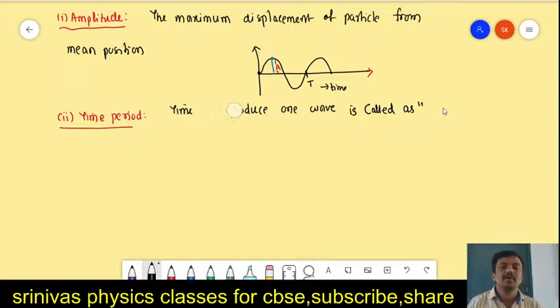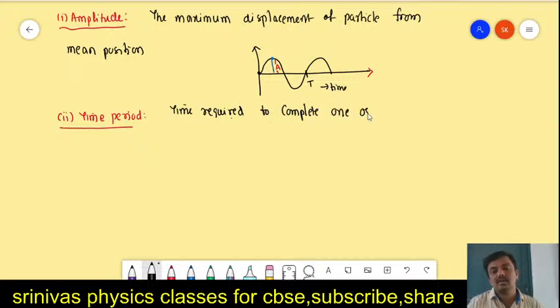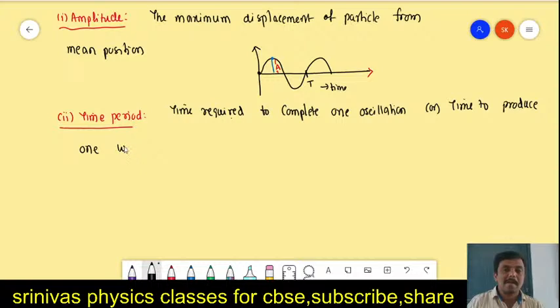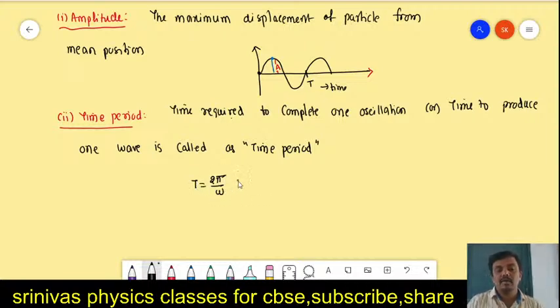Okay, the definition we also know: time required to complete one oscillation. This time and that time are the same. Time required to complete one oscillation, the particle oscillates, or the time to produce one wave. How much time it takes to produce one wave is called the time period. This time period formula is 2 pi by omega, where omega is the angular velocity or the angular frequency.